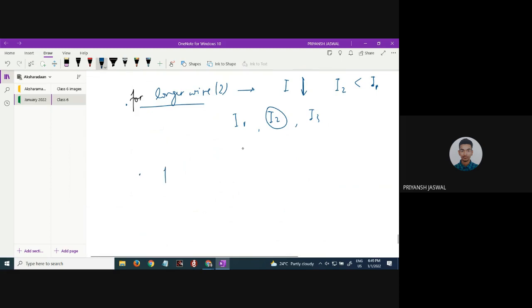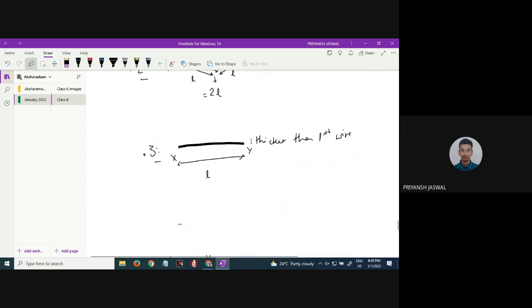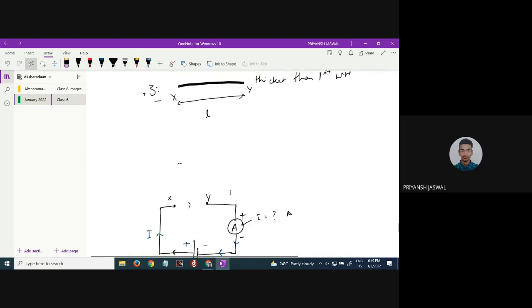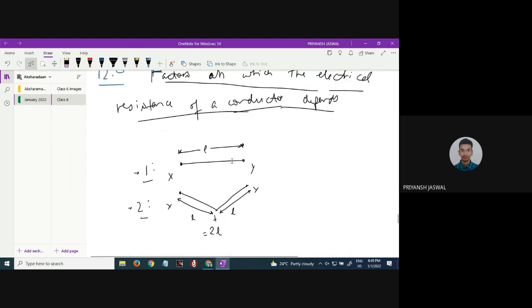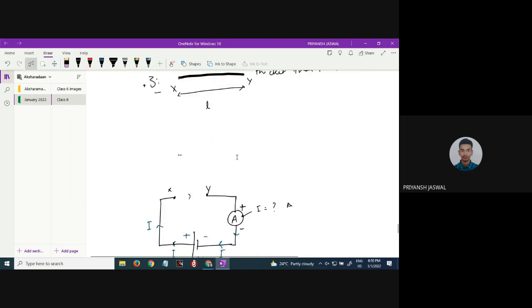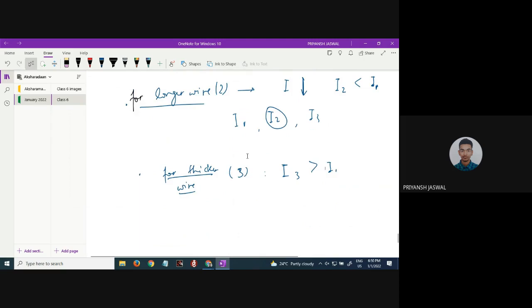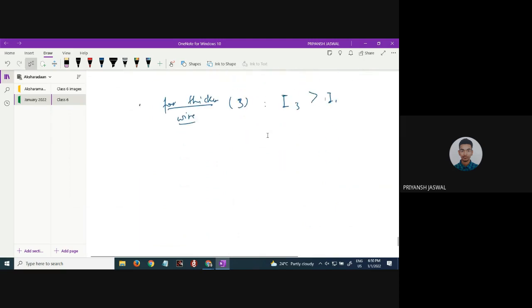Another observation is that for the thicker wire, that is the third wire, the current comes out to be greater than I1. If we put this thicker wire here, then the current through the circuit will be greater than the current when the first wire was put in the circuit. That is, the thick wire for the same length gives more current in the circuit.